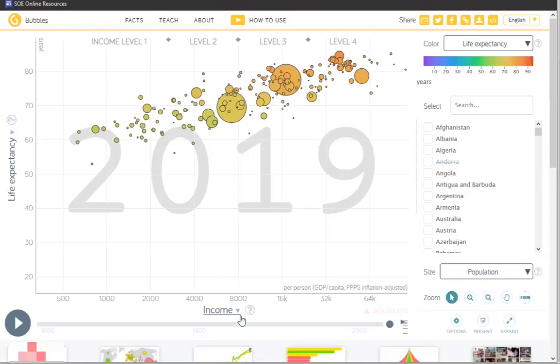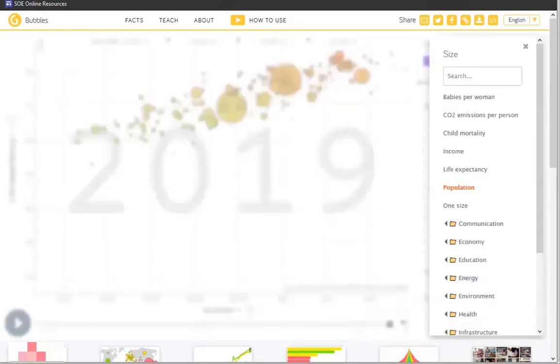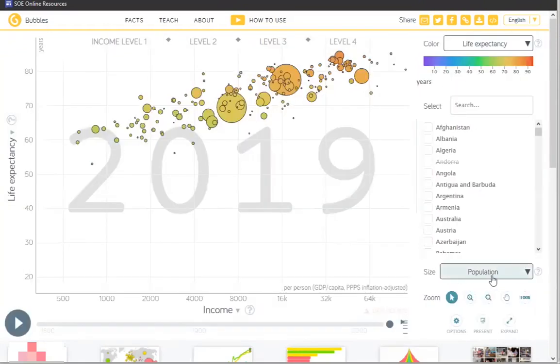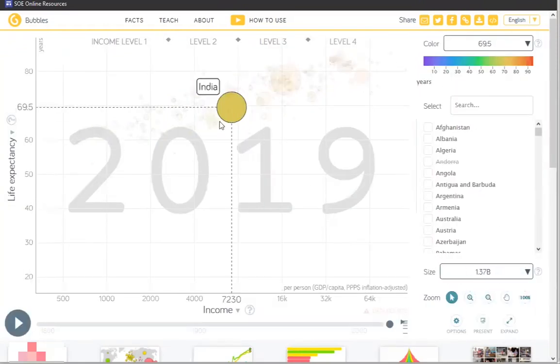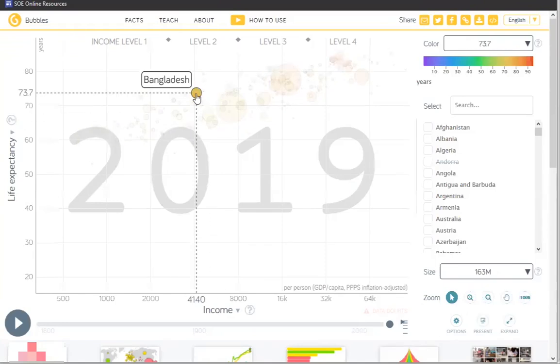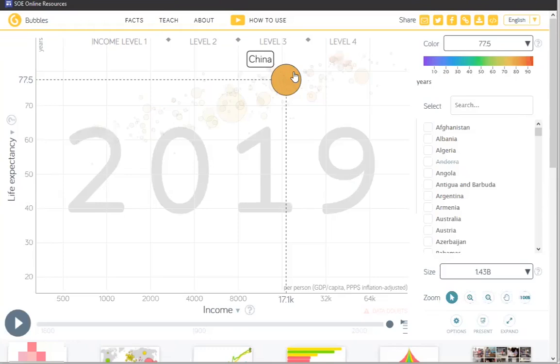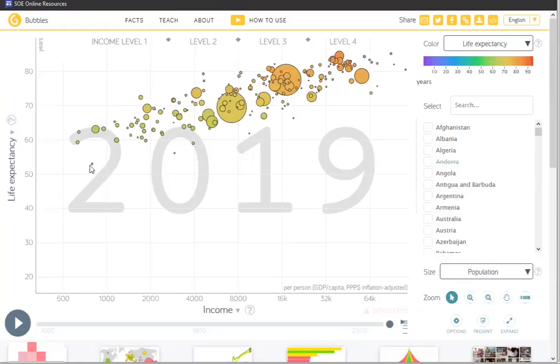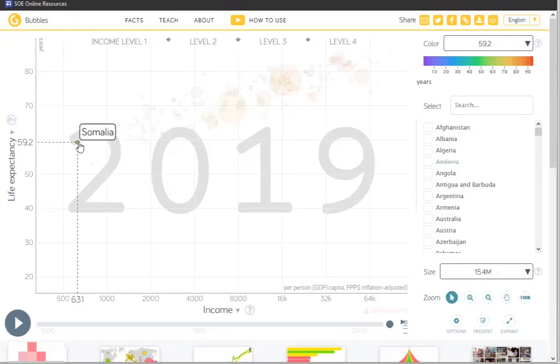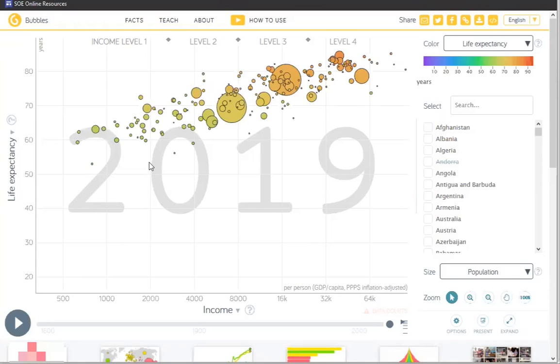Now, the third dimension in this data that they wanted to represent is the population. You see the size represents the population here. If I hover my mouse over any of these data points, it tells me which country that is. So this is China. The data point is large because it has a huge population. Go somewhere smaller, like Somalia. The population is lower, so the dot size is small.